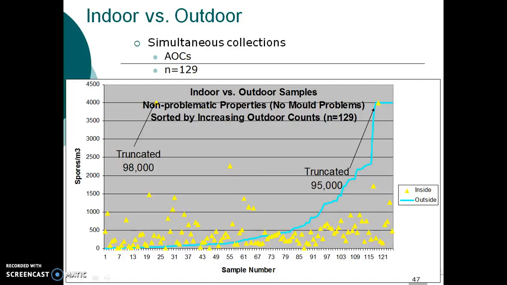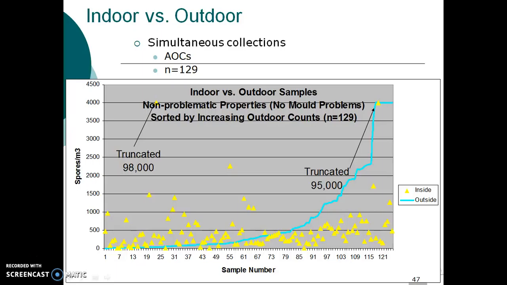So, for example, in this particular case, we have properties with no mold problems. And what I've done is I've collected simultaneous collections. That is, I'm on a walkie-talkie inside. I've got a technician on a walkie-talkie outside. And I say, okay, go ahead and begin your sample. We're using the exact same sampling devices. We're using the same sampling times. We're using the same laboratories. But we're collecting samples simultaneously indoors and outdoors to see what it looks like.